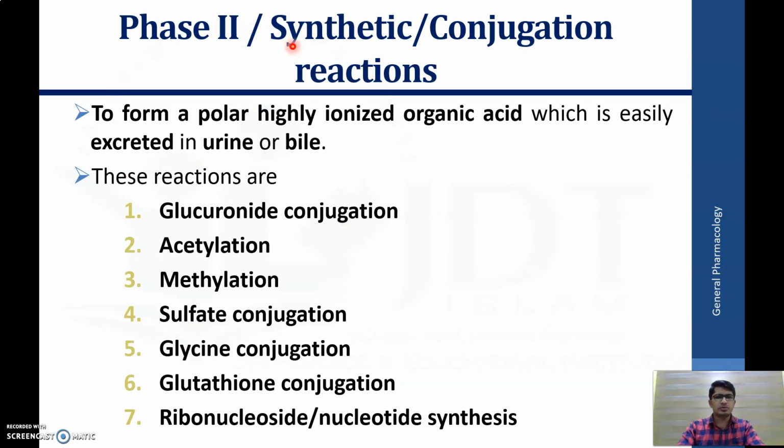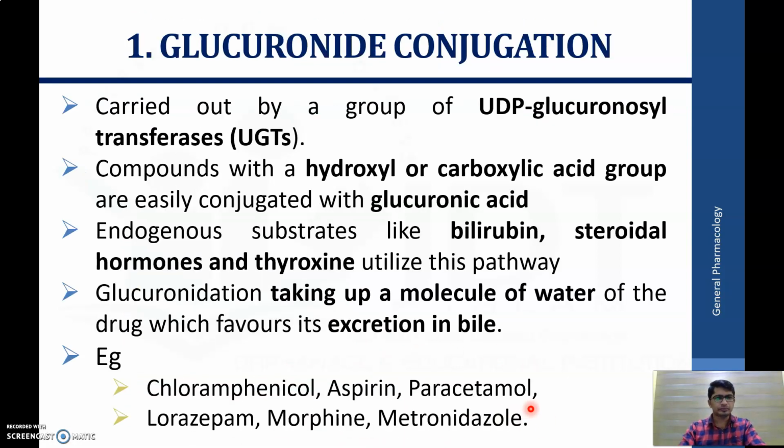Now coming to the phase 2 reaction. This reaction is also known as synthetic or conjugation reaction, and they will form polar, highly ionized organic acid after the metabolism, which will be easily excreted in urine and bile. The different reactions are glucuronide conjugation, acetylation, methylation, sulfate conjugation, glycine conjugation, glutathione conjugation, and ribonucleotide or nucleotide synthesis.